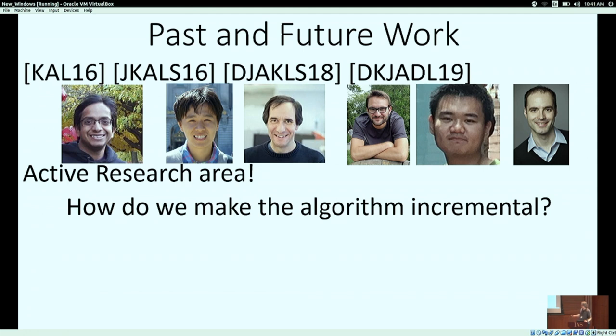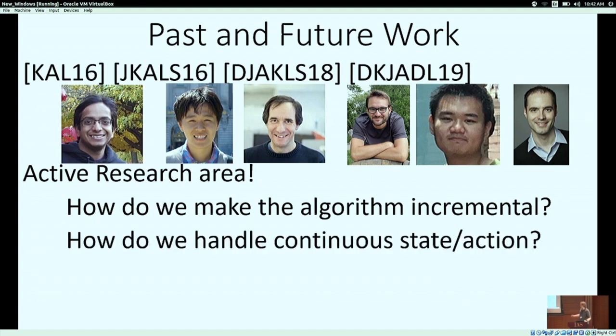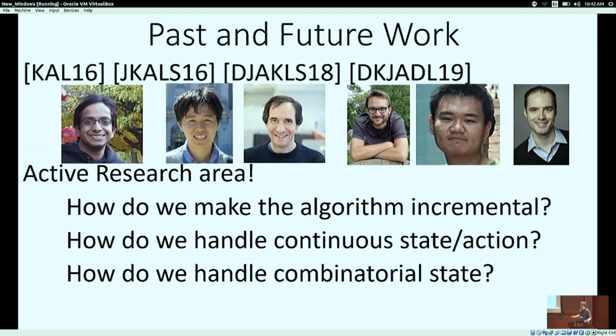We would like to figure out how to make the algorithm more incremental. It seems like a good goal. We would like to figure out how to handle continuous states and actions. That seems essential for all kinds of robotics type applications. And we would like to figure out how to handle combinatorial states. So right now we're relying upon the underlying state space being small. But in the real world, often things are combinatorial, right? So this finger is kind of independent of this finger to a large extent. So those are, I think, really good problems to be thinking about, and I certainly welcome anybody who wants to help us think about them.